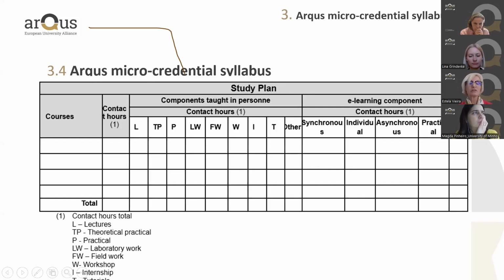Okay, here, considering the type of course that you have, in this table you would have to write the number of modules that you consider you need to give the whole micro-credential, then the contact hours, and then you also have to define if it is lectures, if it is theoretical or practical, if it is just practical. So you have a legend and you can establish that.